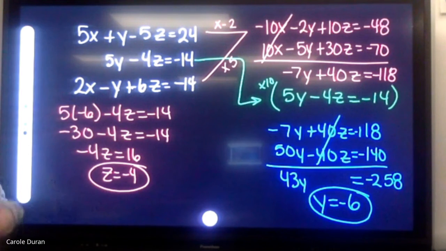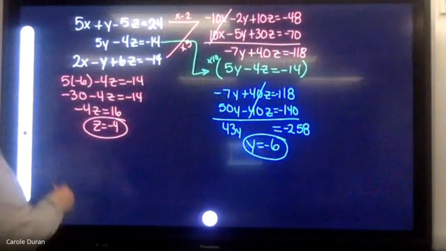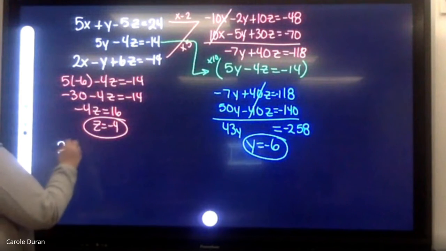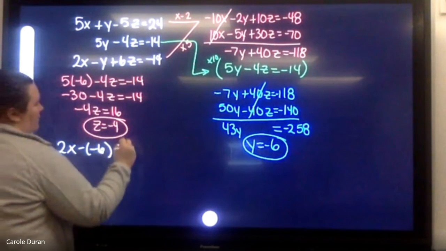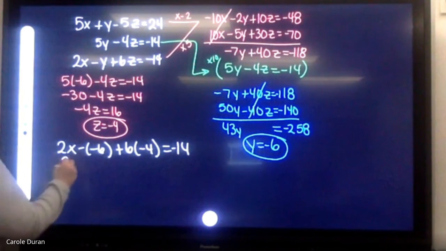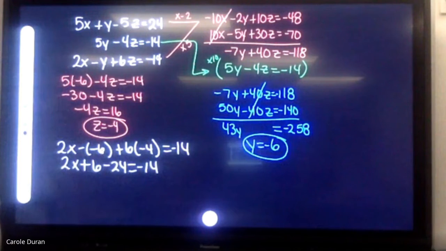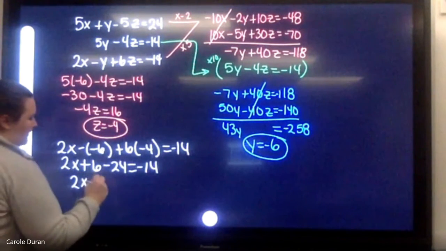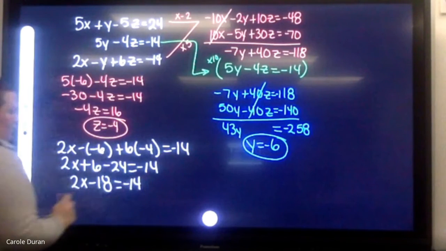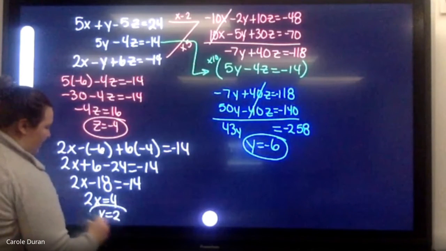And then we take that y and that z and we plug them back into any one of the other two original equations, and we solve for x. So I'm going to go ahead and plug it into the bottom one. So when I do that, I get 2x minus a -6 plus 6 times a -4 is -14. This becomes 2x plus 6 minus 24 is -14. 6 minus 24 becomes a -18. I add the 18 over, and I get 2x equals 4, which means x equals 2.